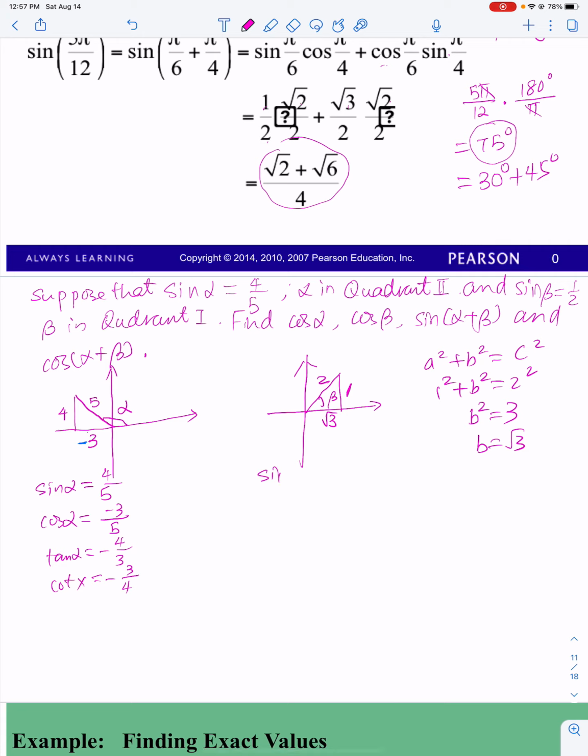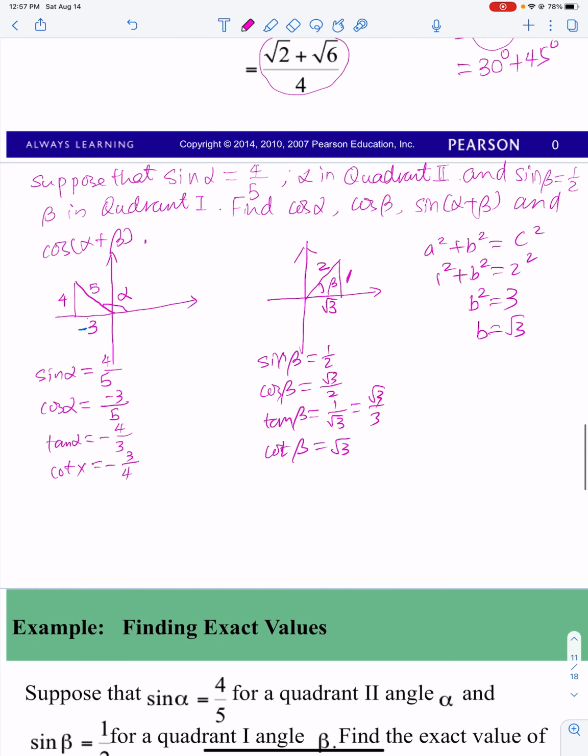So we know that sine beta equal to a half. What will be cosine beta then? Square root of 3 over 2. What will be tangent beta? It is 1 over square root of 3, which is square root of 3 over 3. Yeah. What will be cotangent beta? It is square root of 3 over 1, which is square root of 3. Are you with me?